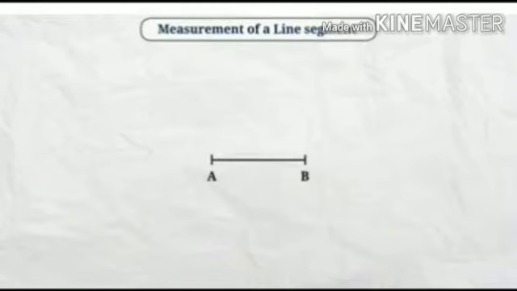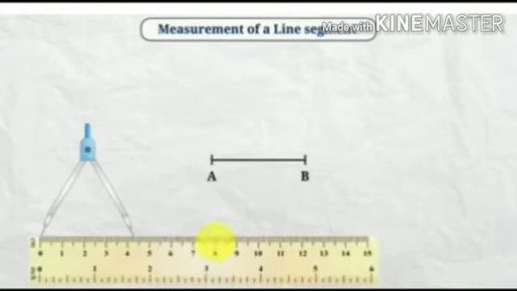Now consider line segment AB. Let's measure its length. To measure its length, let's take the divider. We will put the end of one of its arms on point A and the end of the other arm on point B. Now, without changing the adjustment in the divider, we will put the end of one of its arms on 0. Now, we will see where the end of the other arm goes on the scale.